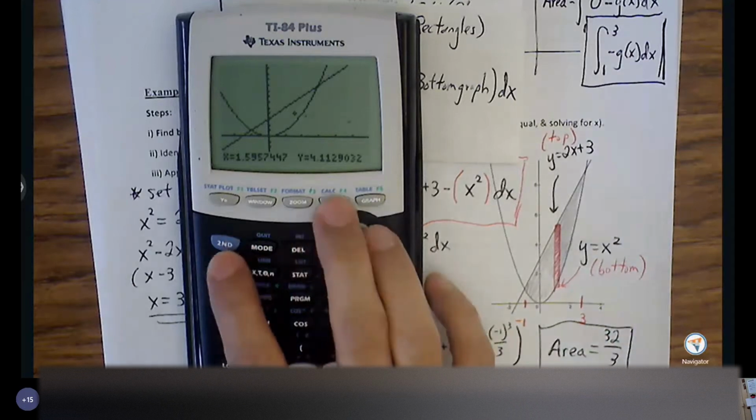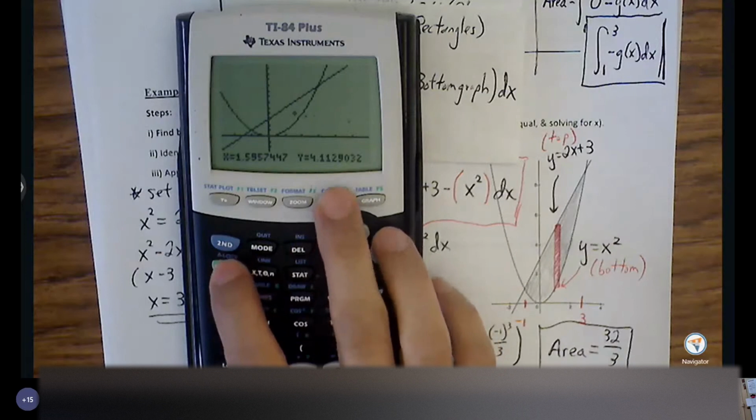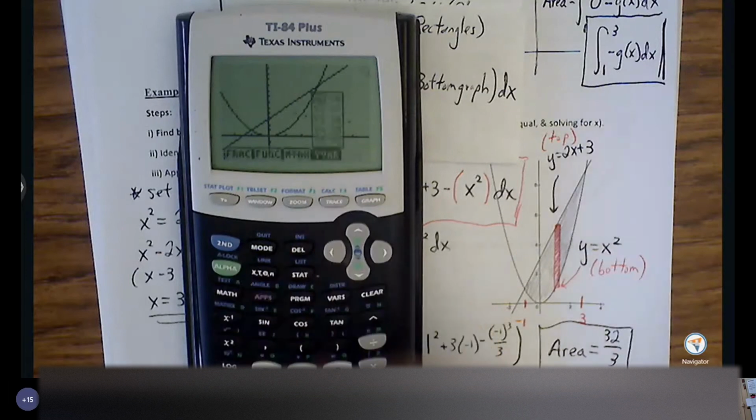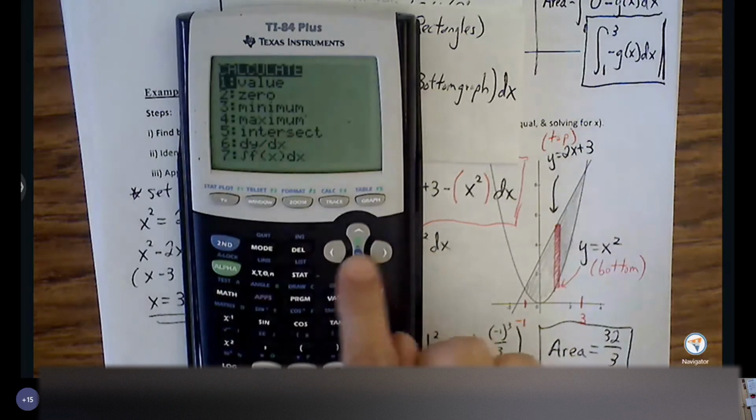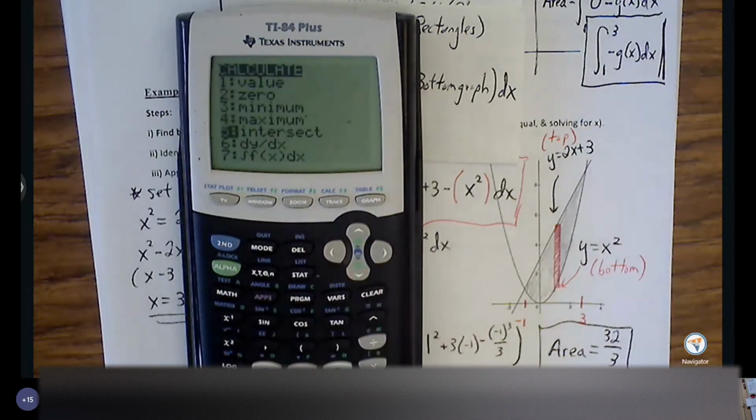Okay, so go to second trace. It'll reach that calc portion. And we're going to choose intersect. So second trace will take you through calculate, and then we're going to choose intersect. Okay, so this is going to help us find the intersection.